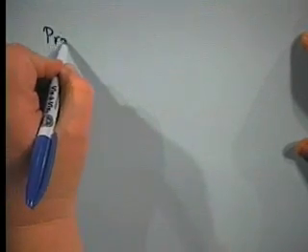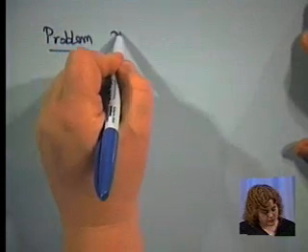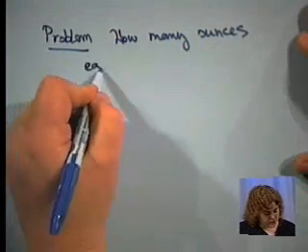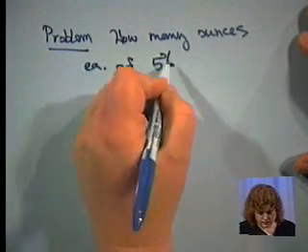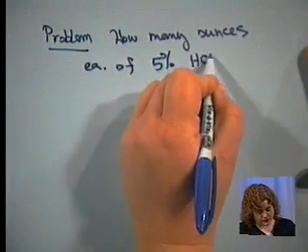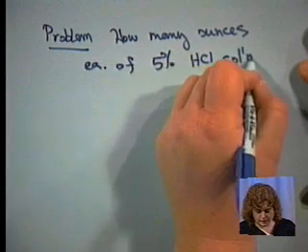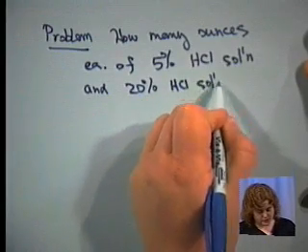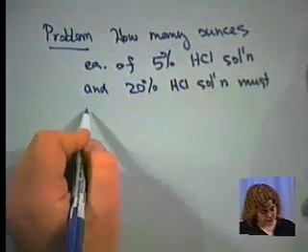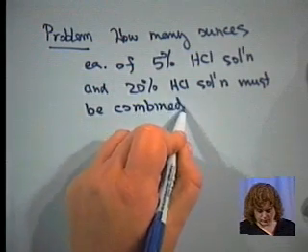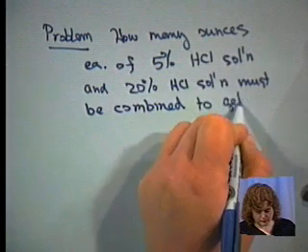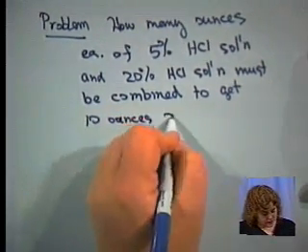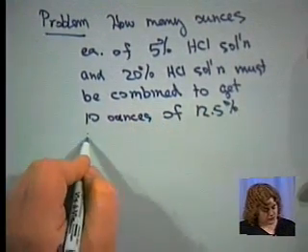The problem you're going to solve is how many ounces each of 5% hydrochloric acid solution, I'm going to write that HCl solution, and 20% hydrochloric acid, or HCl solution, must be combined to get 10 ounces, I wanted to abbreviate that OZ, of 12.5% hydrochloric acid solution.